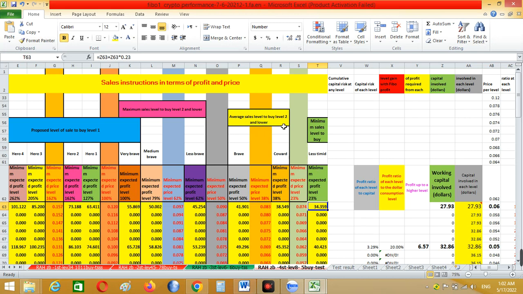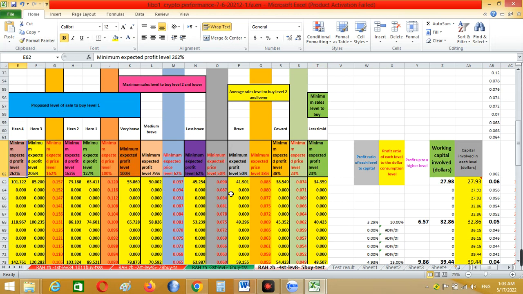For buy level 2 and lower, we can use 38 up to 50, or to make more profit, we can use 50 up to 100. And for buy level, just for stay in or gain, we use 100%, or we can use up to maximum level 262. These are percentages which we use by FIBO percentage. So this is just for calculating sales price.